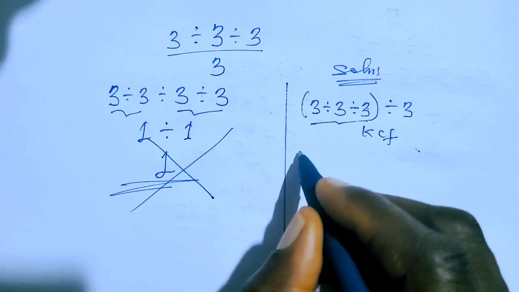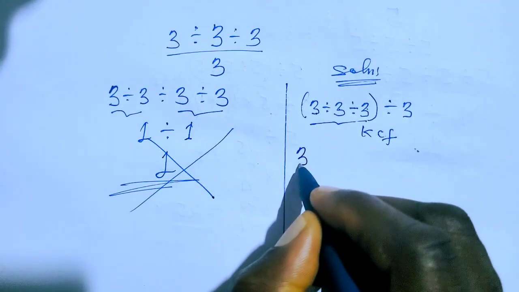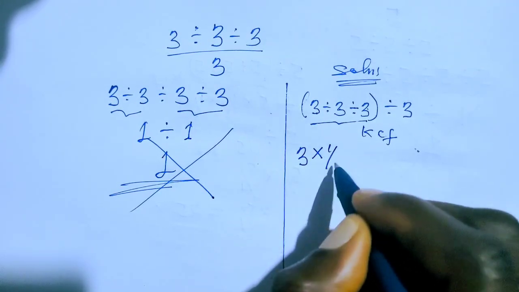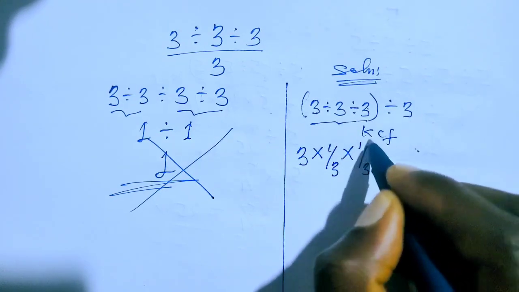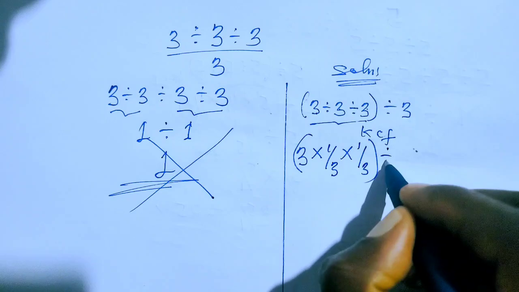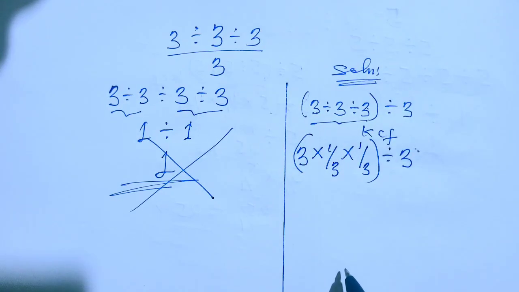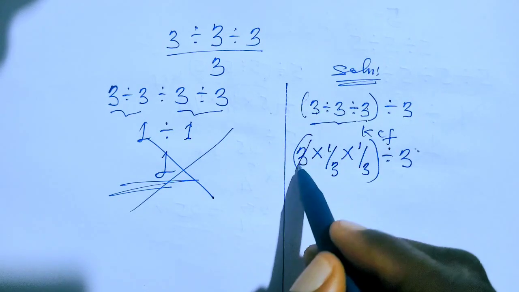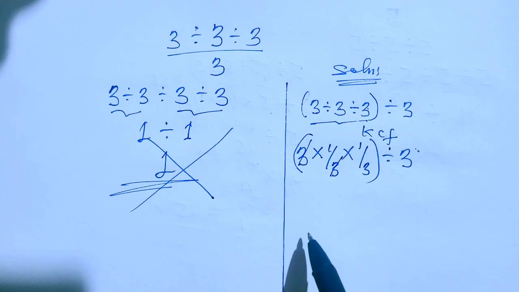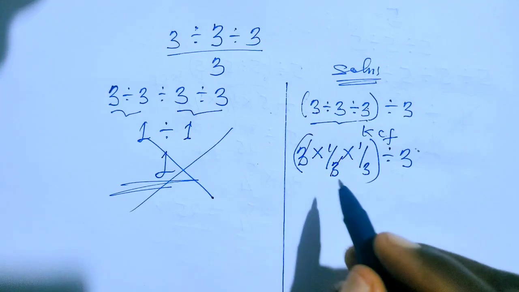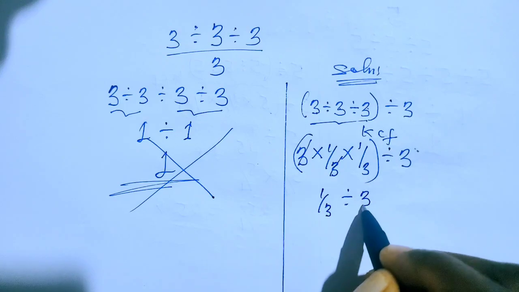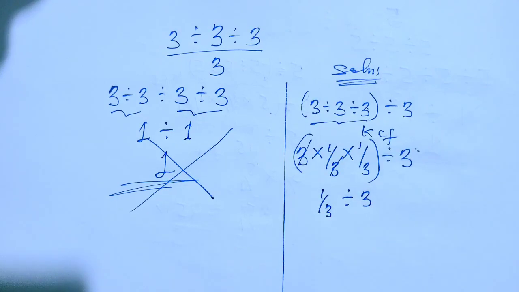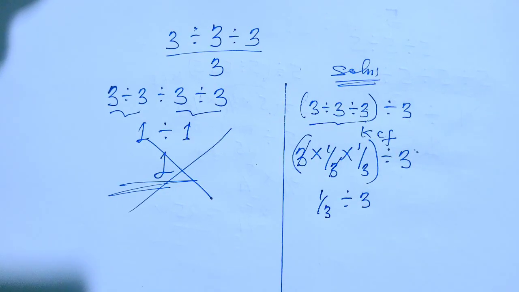Now, this expression becomes 3 multiplied by 1 all over 3 multiplied by 1 all over 3, then divided by 3. At this point, you can see that the 3 here will eliminate this 3 and we have 1 over 3 when divided by 3.